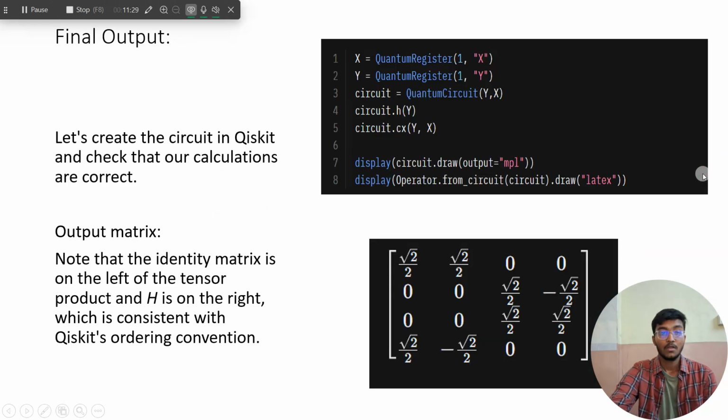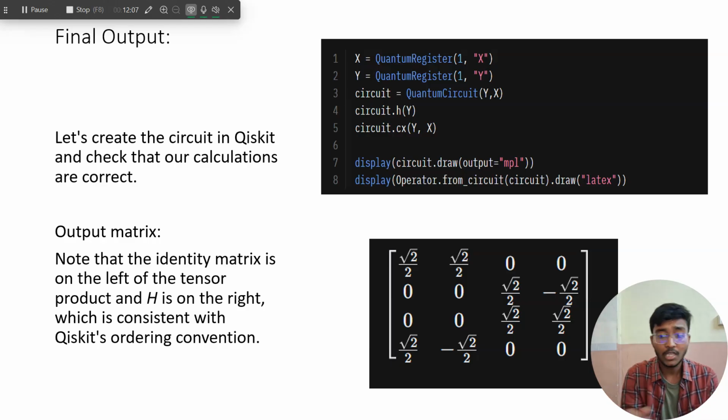So the final output. Let's create the circuit in Qiskit and check that the calculations are correct. If you are running the circuit in Qiskit code, we would write X equals quantum register 1 comma X and Y equals quantum register 1 comma Y. The circuit equals quantum circuit Y comma X. Then we write circuit.h(y), circuit.cx(y, x). Then we would display our gates and the overall circuit. So we would use output equals mpl, and in the display operator from the circuit we can draw it in latex, and it would create the overall circuit.